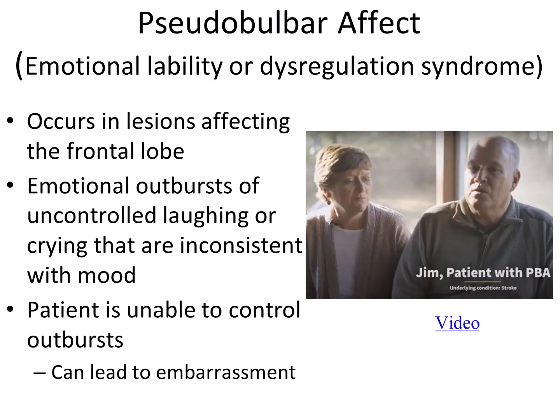Okay, finally, the last patient presentation is known as pseudobulbar affect. Okay, it's also called emotional lability or emotional dysregulation syndrome. And it occurs in lesions affecting the frontal lobe. Okay, and it's characterized by emotional outbursts of uncontrolled laughing or crying that are inconsistent with the mood. And the problem is the patient isn't able to control these outbursts.